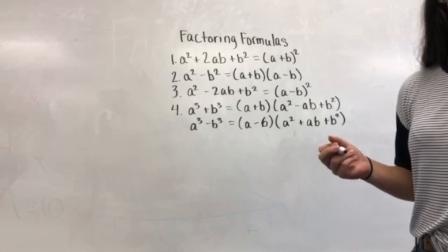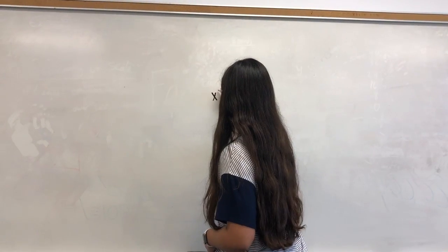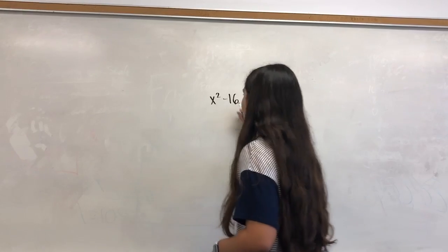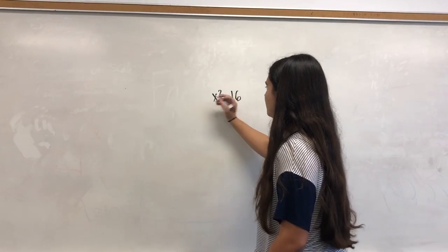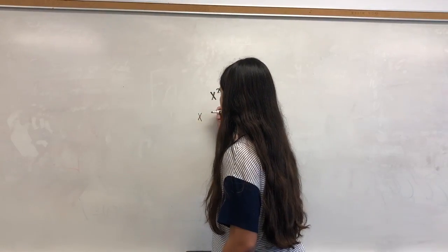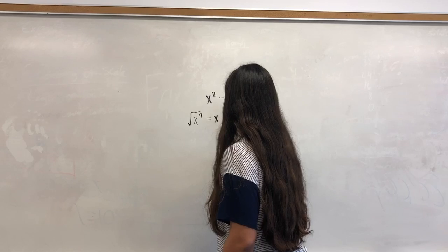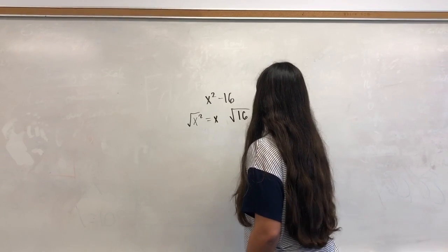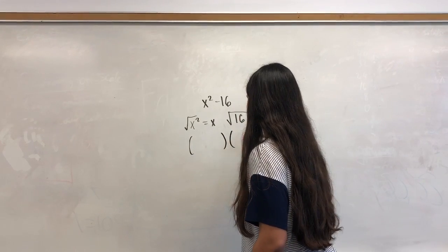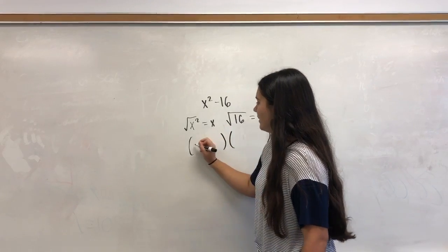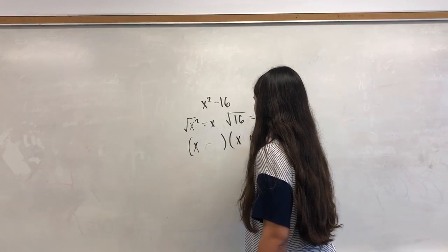This is the problems. Okay, well, this is a square. So for this problem, you're going to take the square root of this number and this number. The square root of x squared equals x, and the square root of 16 equals 4. So then you're going to take your two parentheses, and you're going to put an x here and an x here. And then one's going to be positive and one's going to be negative.